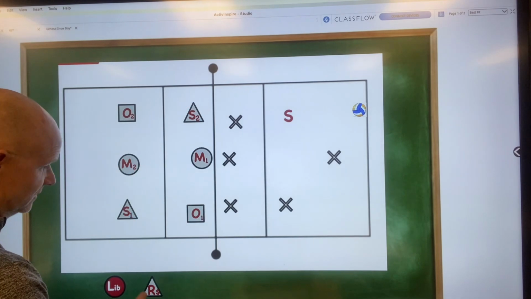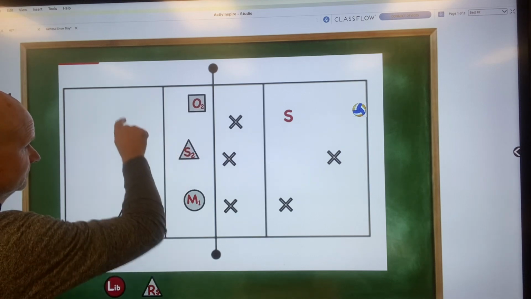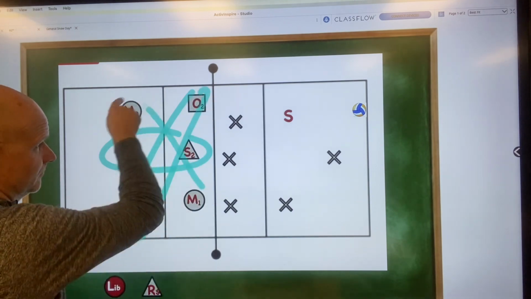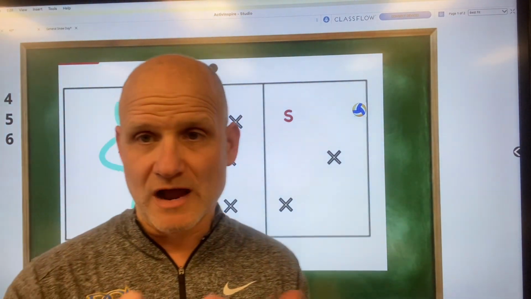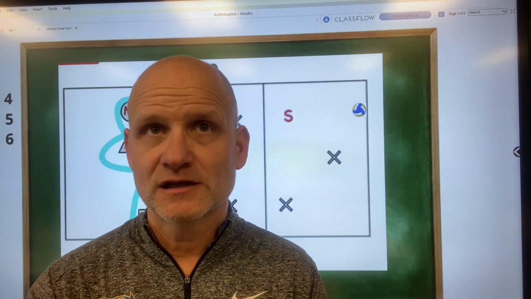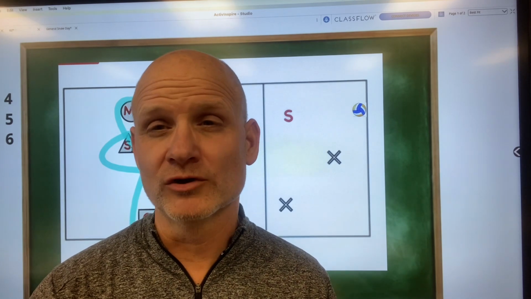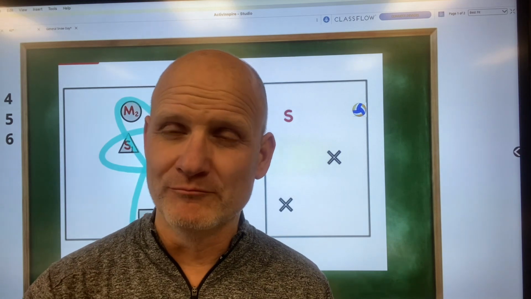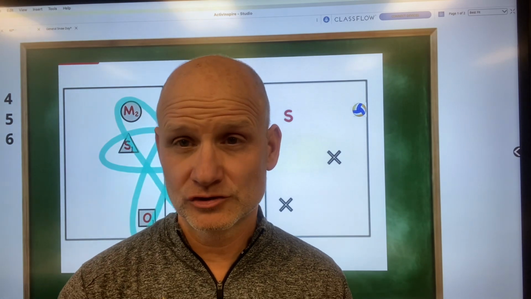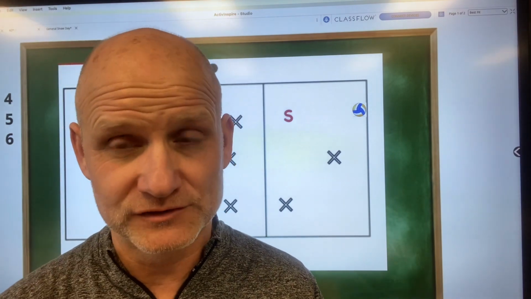For example, notice when we rotate 1, okay, so everybody's rotating 1. Notice setters are opposite, outsides are opposite, middles are opposite. Every time we rotate, we're opposite of each other. Why is that so important to know? Because you know when you are a back row player is when you grab the ball to serve. I grab the ball to serve, I'm now a back row player. Which also means your opposite should know they are a front row player because their opposite grabbed the ball to serve, if that makes sense.